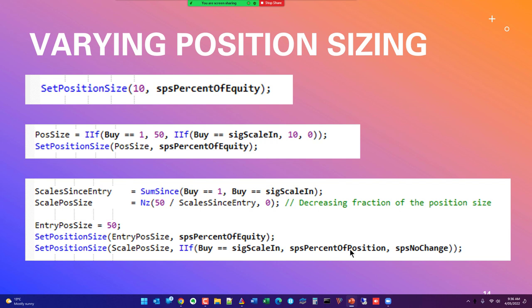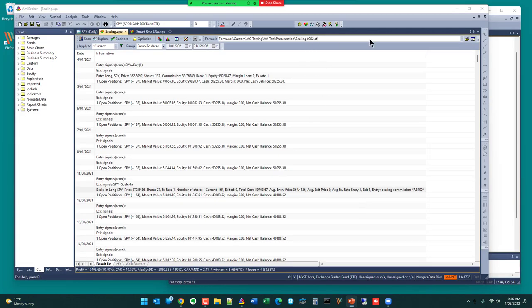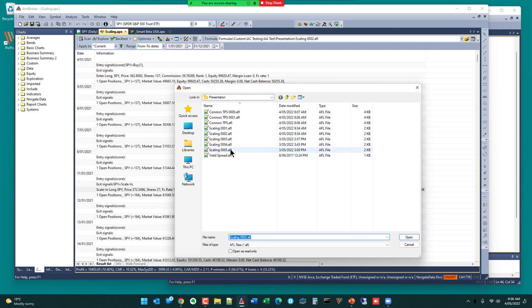And here we're going to use a percentage of the prevailing position. So after the position has been entered, the next time we get a scale, we look at how much the position's worth and we apply the percentage to the size of that position. And if we don't find a bar that's got that sig scale in, we do nothing. So that's SPS no change, which means that with this initial set position size function we won't be altering what it's doing to the entry position sizes. That may all sound a little bit complicated, but let's have a look at it in practice.